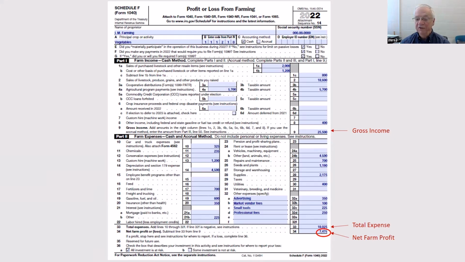And so when people see the $7,475, they might have a 10% income tax on that, but they also have a 15.3% self-employment tax on much of it as well. So they become surprised with how much tax they actually owe. So one thing to be careful of.